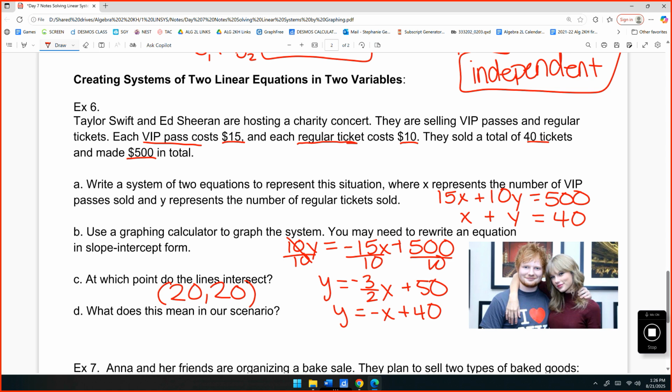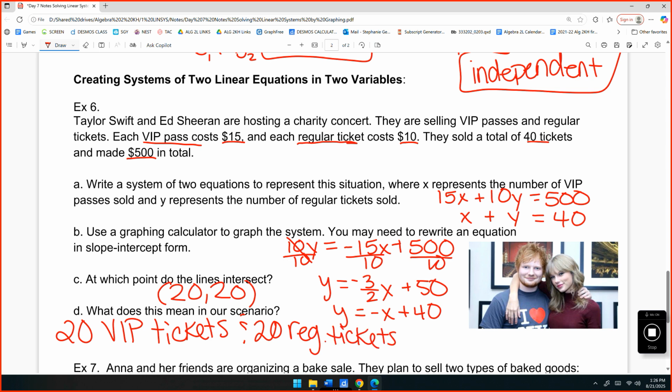So typically for word problems, we don't, because what we're going to do instead is answer it appropriately. If this were just a math problem, solve, oh yeah, I would put it. But now I'm going to analyze that. What does that mean? That means 20 VIP tickets, or passes, whatever these things are, and 20 regular tickets were sold to support the baby turtles. I don't know what the charity is, but that is what.